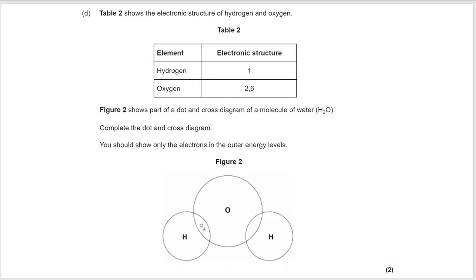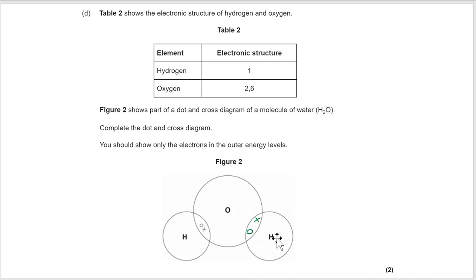On to part D, and we've got a covalent bond structure diagram. Now, oxygen is in group 6, which means it has 6 electrons in its outer shell, which means it needs to gain 2, which means it will form 2 covalent bonds. It's already formed 1 covalent bond here, so we're going to form one in the other shared area.